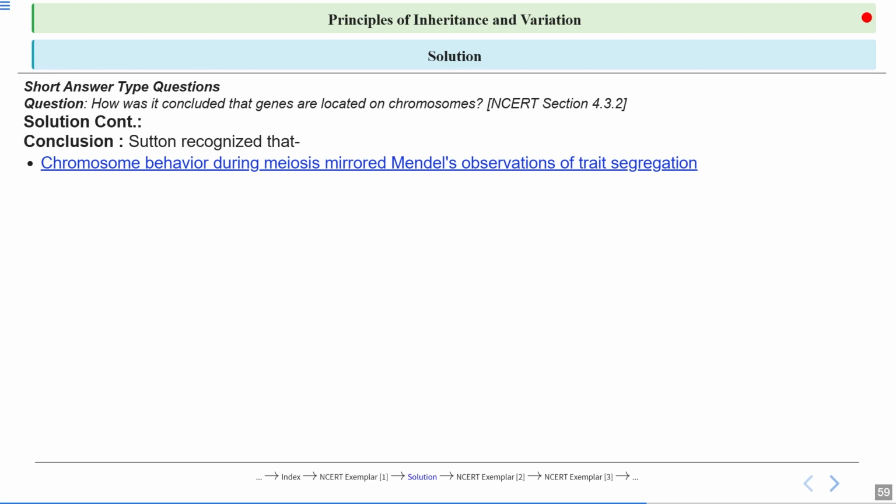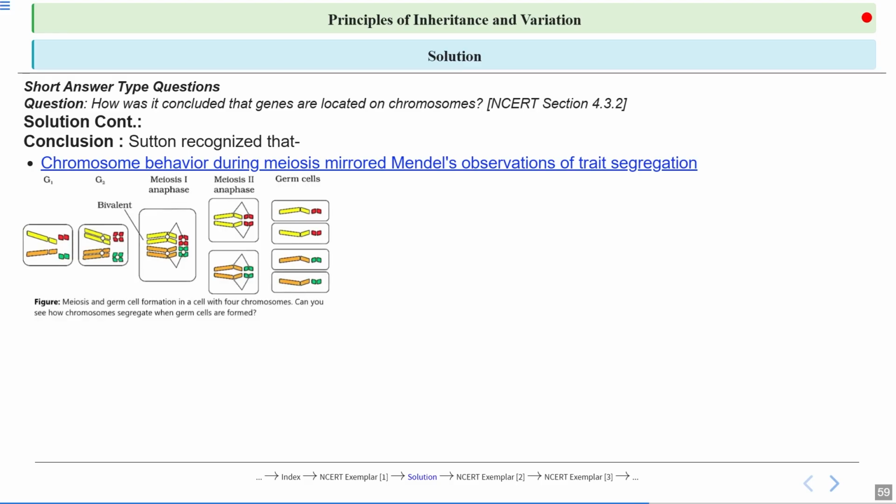So basically, the chromosomal theory of inheritance explains Mendel's laws of inheritance with the help of chromosome movement. This is how the chromosomes move during cell division. This is the G1 phase, then you have the G2 phase. Here you can see chromosome duplication has occurred. Then in the anaphase of meiosis 1, the chromosomes separate, and in the anaphase of meiosis 2, the chromatids separate. In the end, 4 cells are formed. Okay, now next.